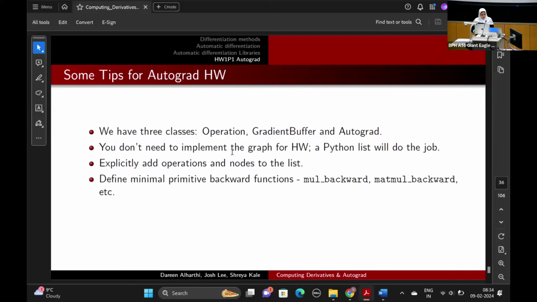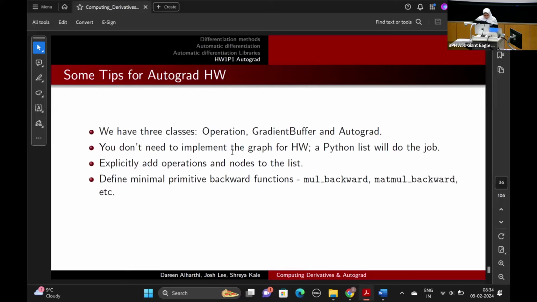The third one is the AutoGrad class. This is the main class for the AutoGrad engine. It is responsible for keeping track of the sequence of operations being performed. Inside this class, we will use the operation class and the gradient buffer class. We will use an instance of the gradient buffer class to store the mapping between the input data and their gradients, and an operation list to keep track of the operation sequence performed during the forward pass.